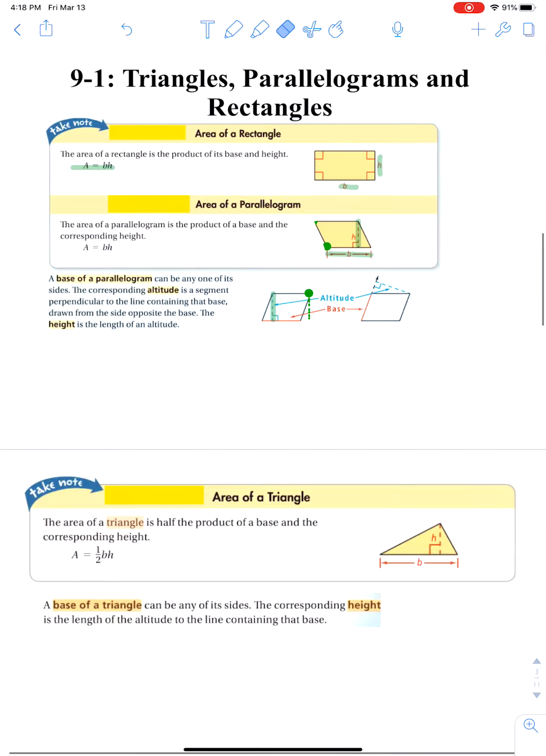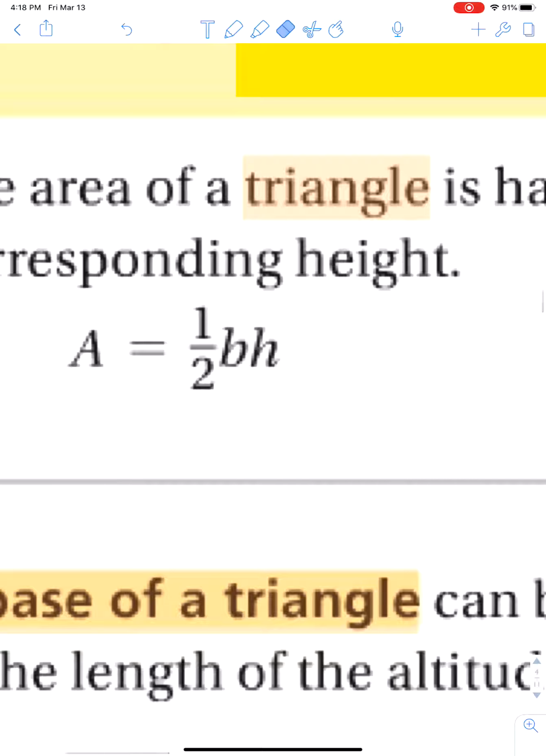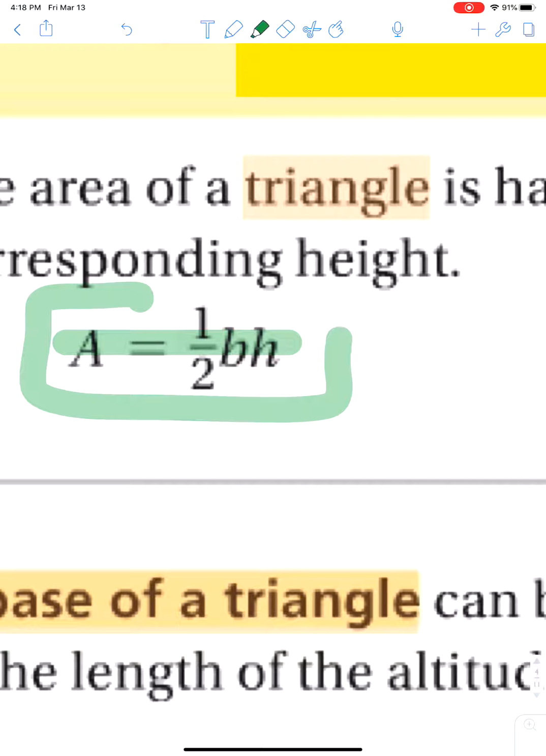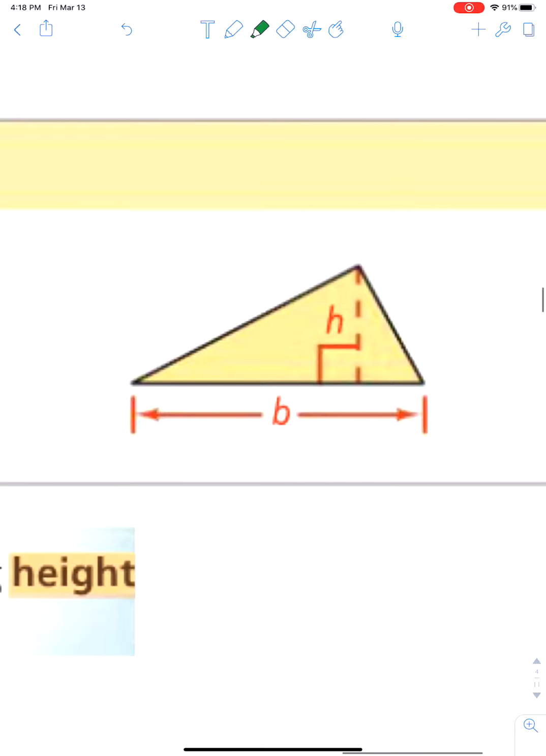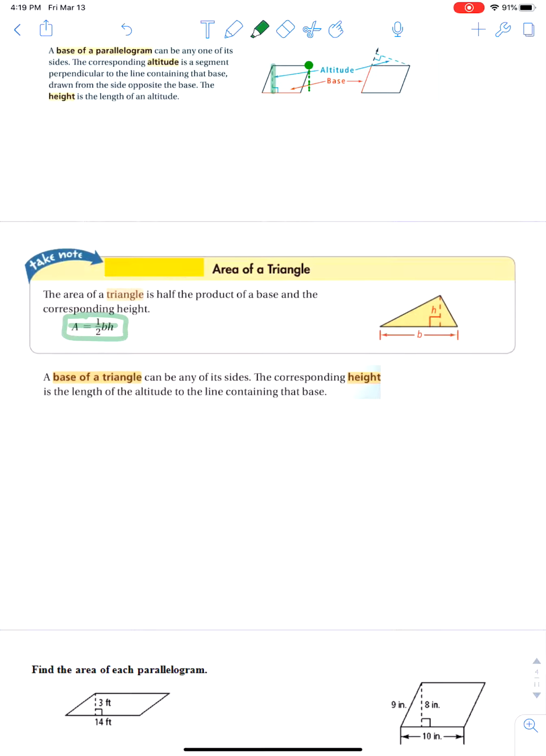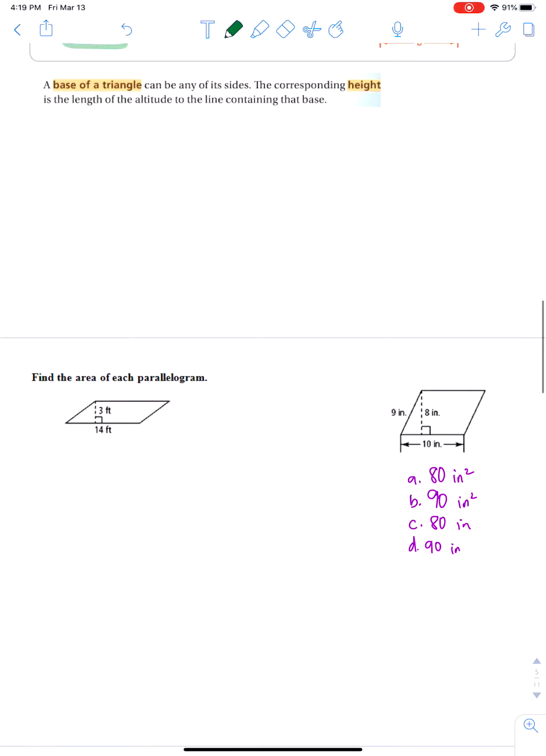The area of a triangle is just base times height, but then divided by 2 or multiplied by 1/2 as seen here. I think we've done some of that before. You can kind of see the picture there. So I thought we would just do some example problems and make sure we are familiar with that or recall that. Triangle and rectangle have been done before, but I think parallelogram is new.